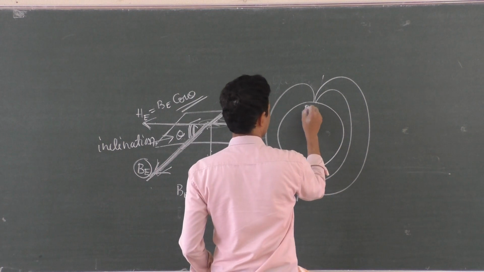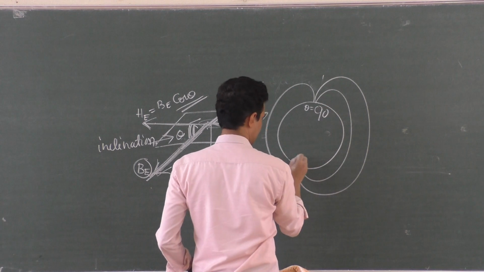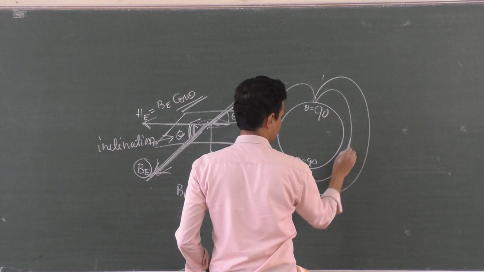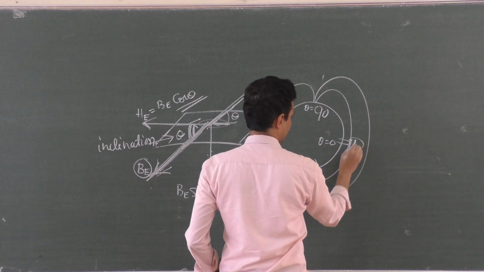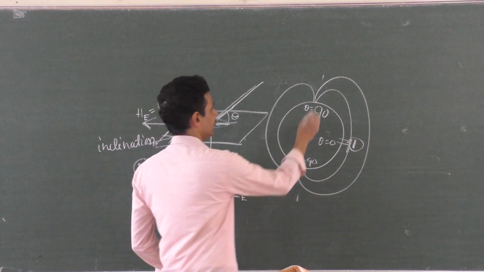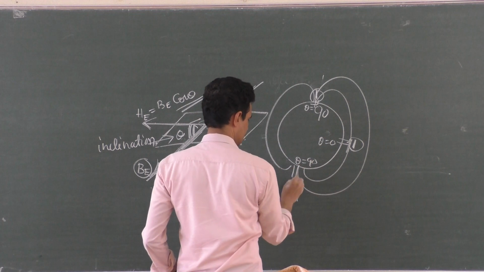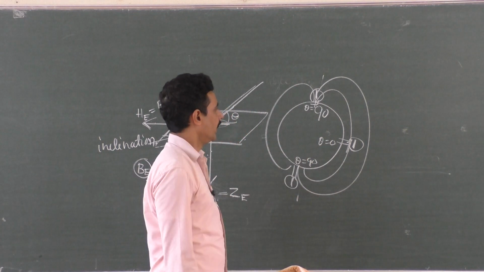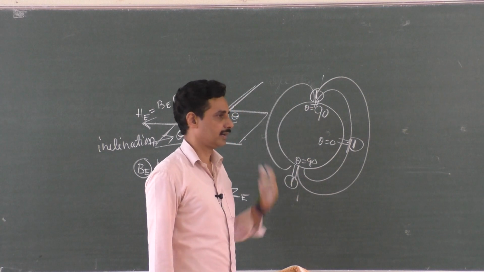What is the inclination here? Theta is 0. What is the inclination here? 90. Parallel to the Earth, theta is equal to 0, because here a dip needle will stand parallel to the Earth like this. So inclination is 0. Now here the dip needle will stand vertical, right? Like this. Inclination is 0 at the equator, 90 degrees at the poles.